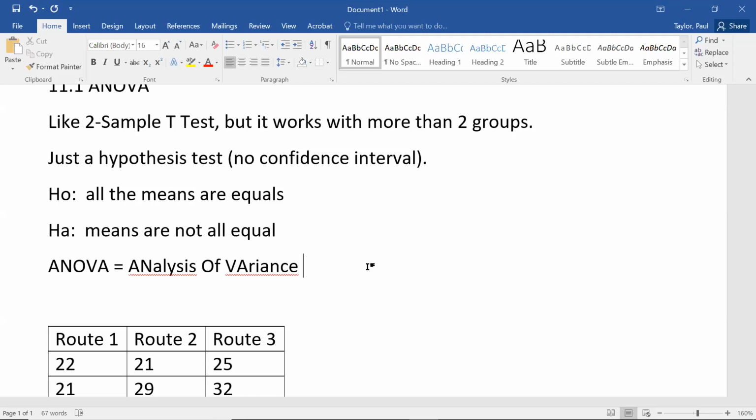If the bells are narrow compared to the size of the shift in the bells going from one group to the next, then that would suggest that the alternative hypothesis is true. So what we're doing here is comparing the size of the bells, which is like the variance within each group, to how much the bells move side to side. That's like the variance from one group to the next. So you're comparing these two different types of variance. That's why it's called analysis of variance.